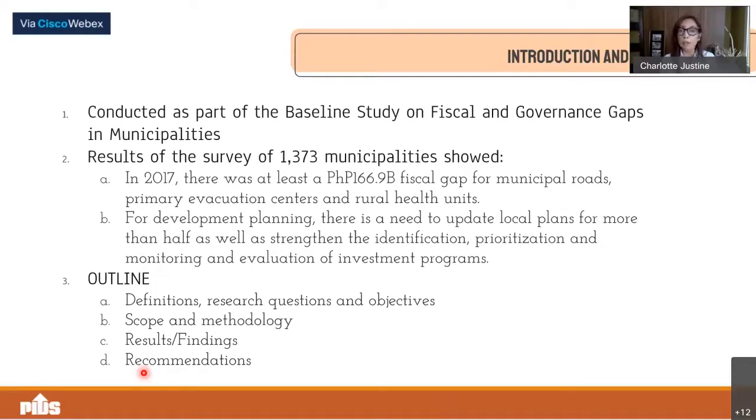Though we recognize that there are more than 1,400 municipalities, we were not able to include in our survey the municipalities from the Autonomous Region in Muslim Mindanao, because at the time they were undergoing transition in their governance structure. But for the remaining municipalities we were able to survey, we found that there is a need to update local plans for more than half of these, as well as strengthen the identification, prioritization, monitoring, and evaluation of investment programs. So our presentation today has a very simple outline. We'll be describing briefly what the CBMS is. We'll show you the scope and methodology, the results and findings, as well as the recommendations.